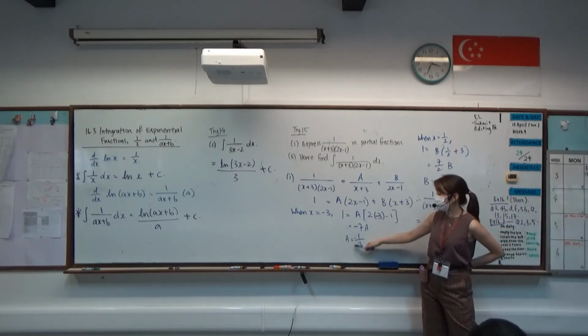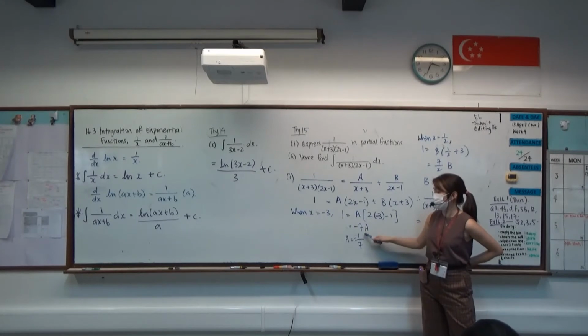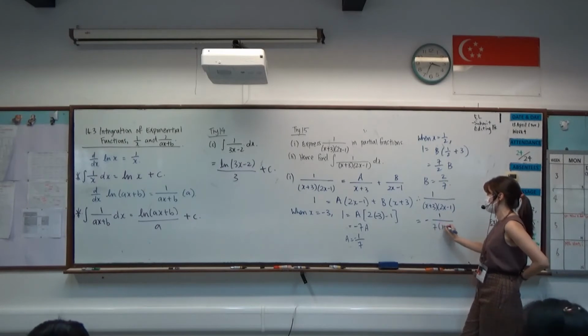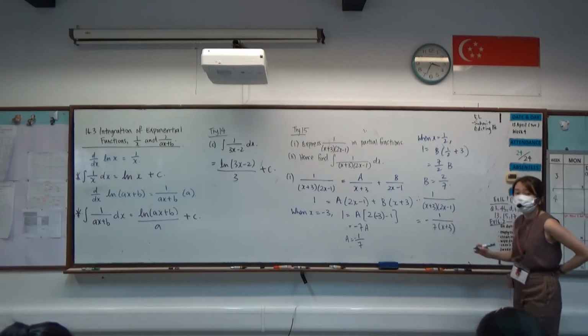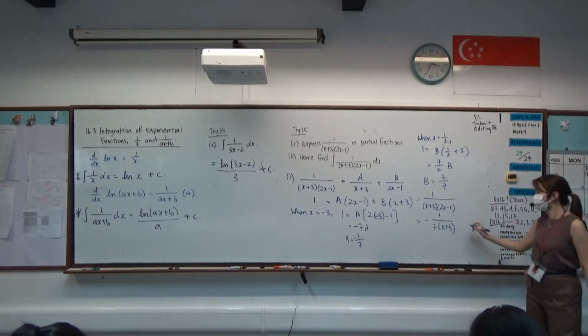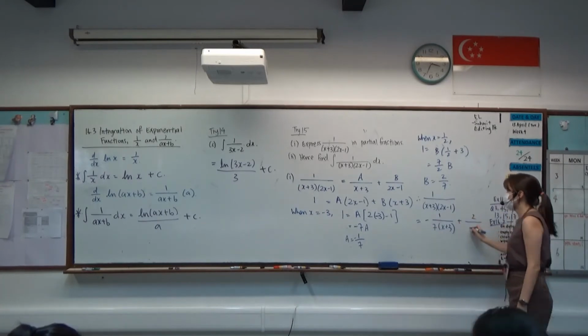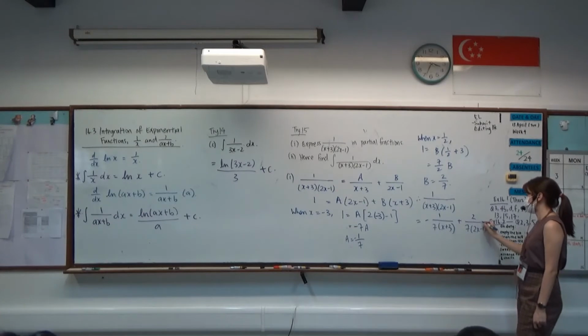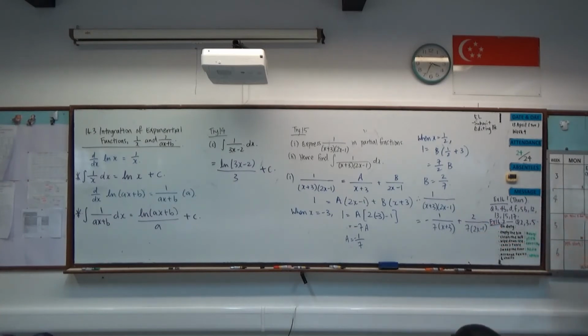I know that sometimes you struggle when the constant is actually a fraction, what to do. It is actually negative 1 over 7 in the denominator x plus 3. Please get used to that writing. Plus, B is 2 over 7, so 2 over 7 bracket 2x minus 1 in the denominator. So that's the answer.